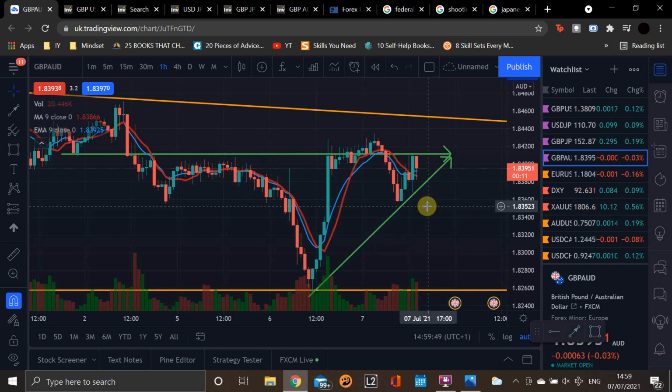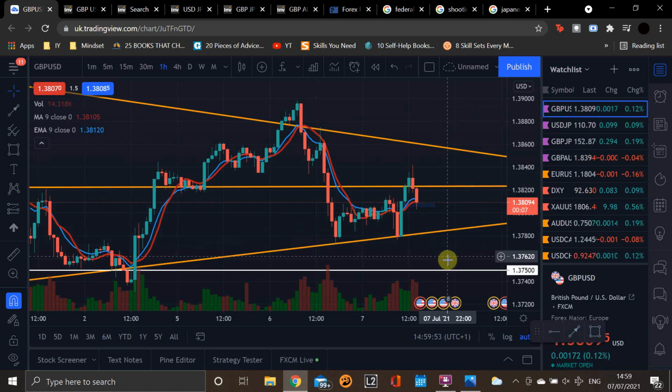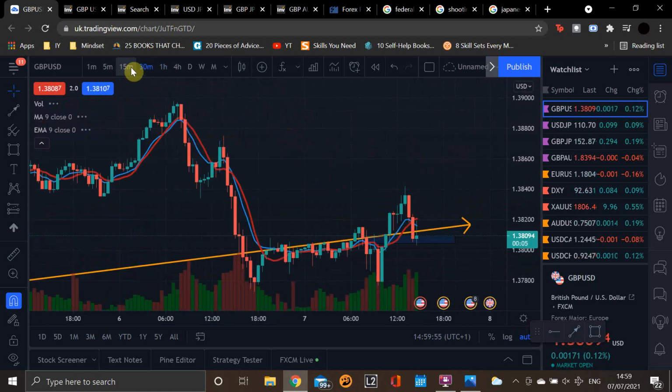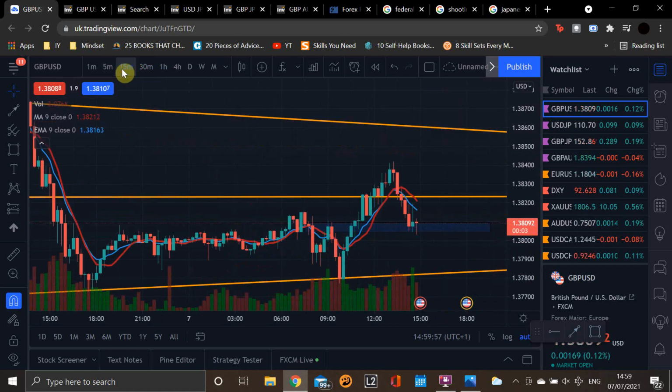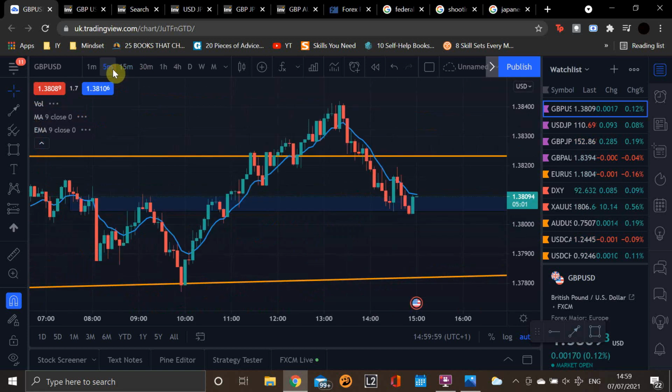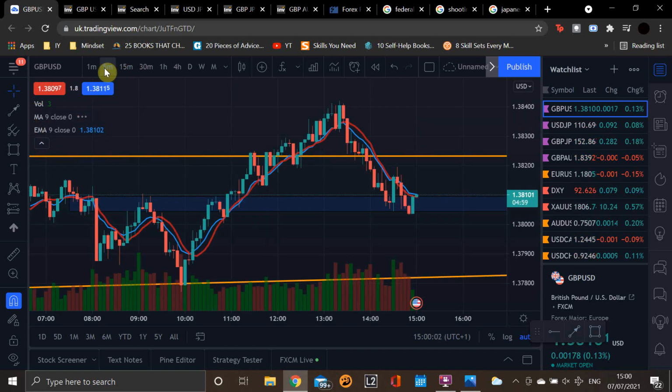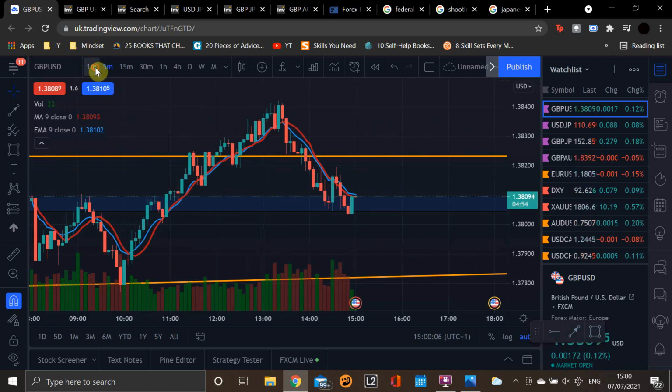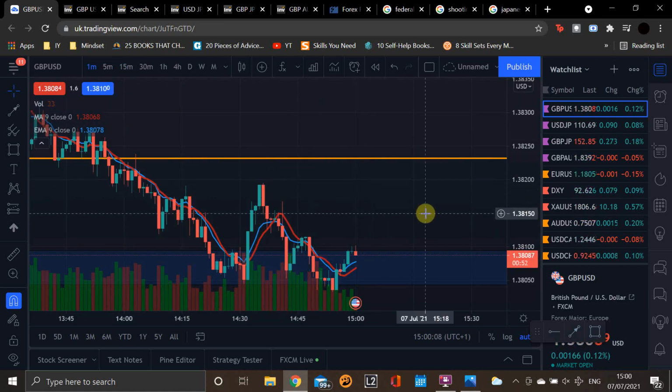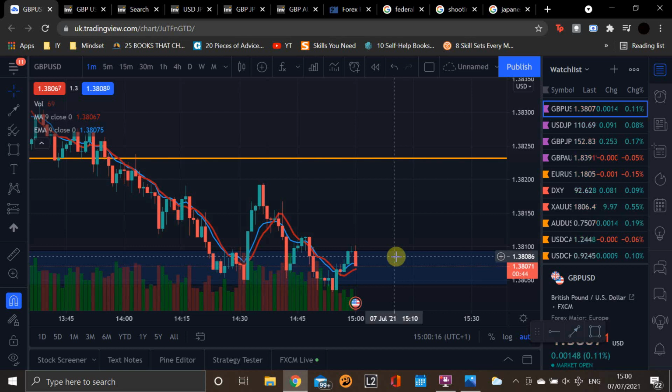Keep that open for now. GBP USD. I see dojis on that resistance and then on that support zone it made. It looks like it's reversing a little bit. 5 minute, 1 minute, it's reversing as well. However, it's not too convinced. Not exactly too convinced.